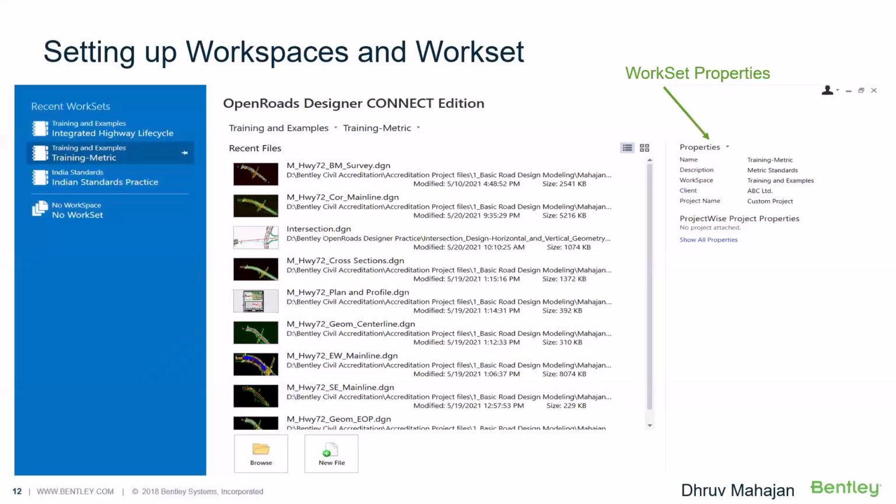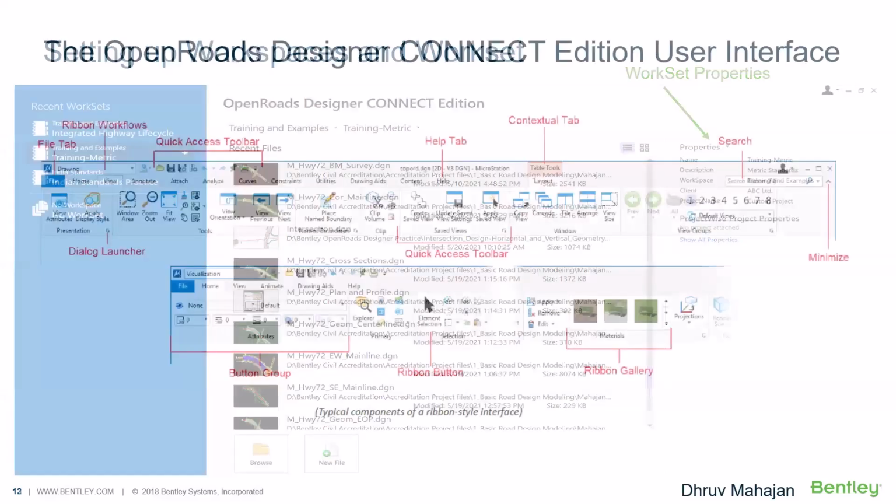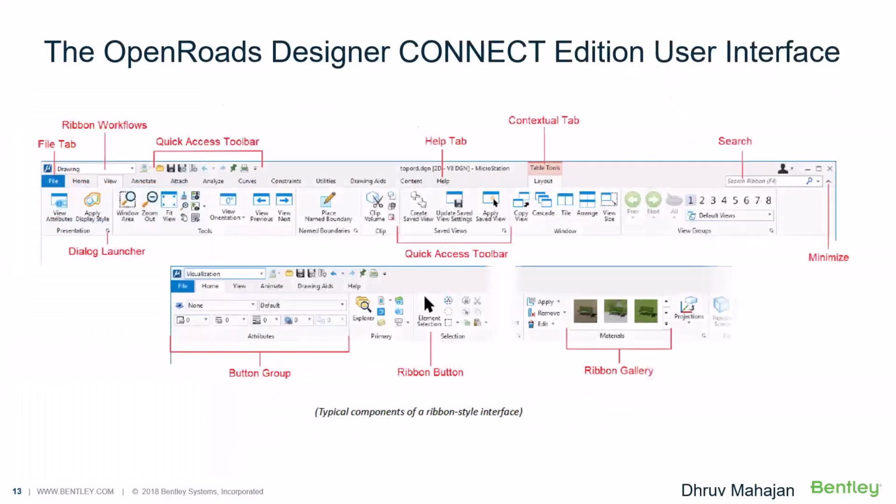All right. So this is where we will have a quick look at the workspace and the workset to get an introduction to the product itself. We will be seeing how we are able to set up the workspace and workset. We have certain properties to it. Going ahead, how does the particular interface look like.